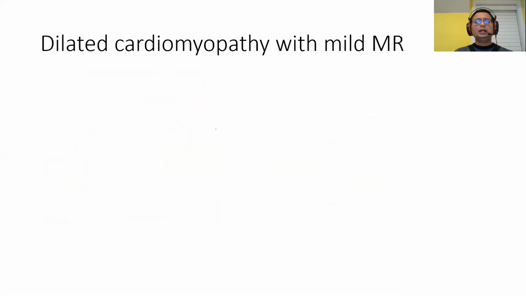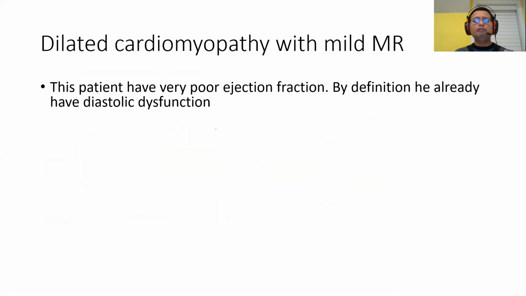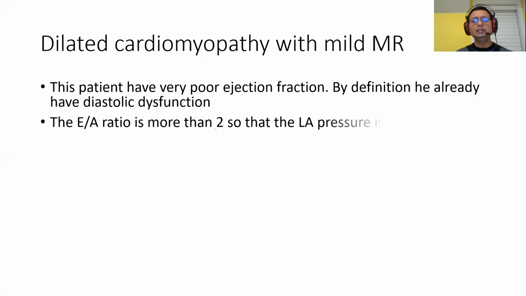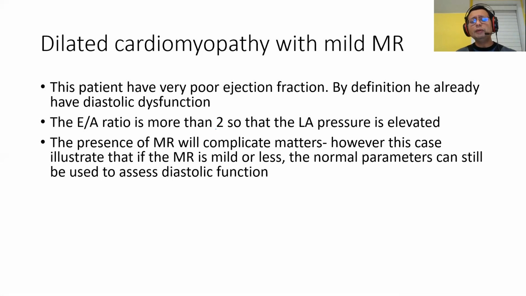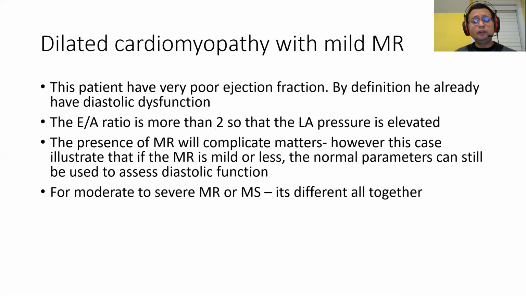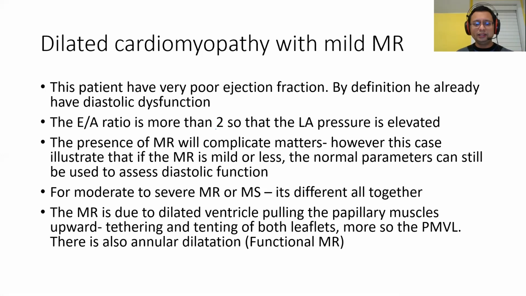So this is a patient with dilated cardiomyopathy with mild MR. This patient has a very poor ejection fraction. By definition, he already has diastolic dysfunction. The E over A ratio is more than 2, so the LA pressure is elevated. The presence of MR will complicate matters. However, this case illustrates that if the MR is mild or less, the normal parameters can still be used to assess diastolic function. For moderate to severe MR or MS, this is the most difficult one, and it's different altogether.